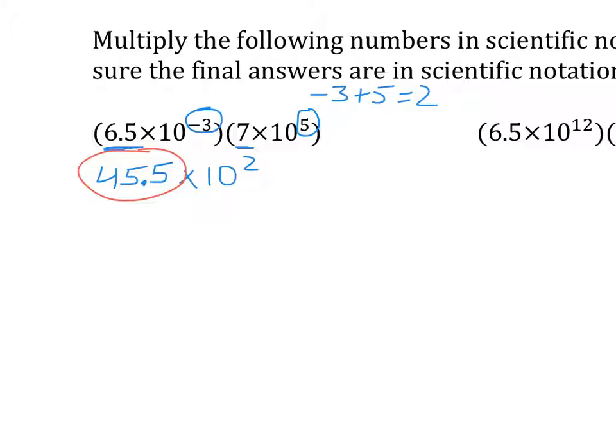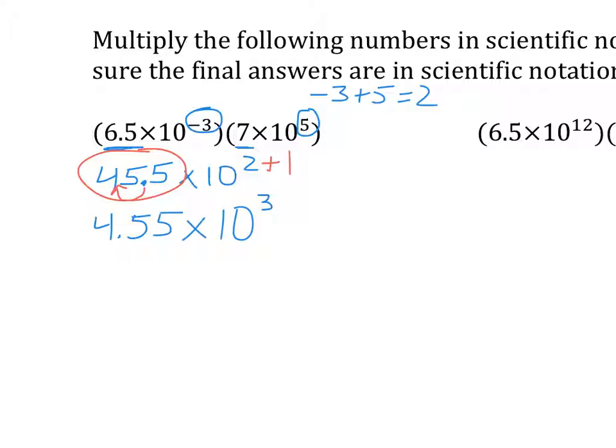So 45.5 isn't quite between 1 and 10, so we need to move our decimal place. We're going to move it one spot to the left to get 4.55. Okay, now 4.55 is between 1 and 10, but what do we have to do with our exponent? Well, we moved it one place to the left, which means we are going to need to move it one place to the right in order to write it back in standard form. And I'll show you what I mean in a minute. Okay, so we have 10 to the second, so we're going to add 1 to our power. So our final answer will be 4.55 times 10 to the third.